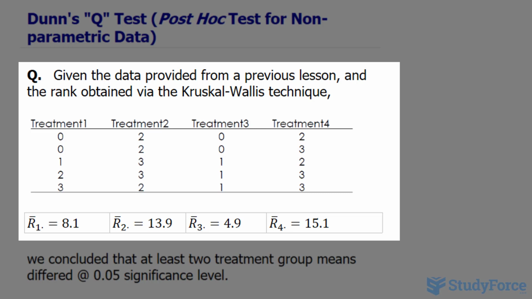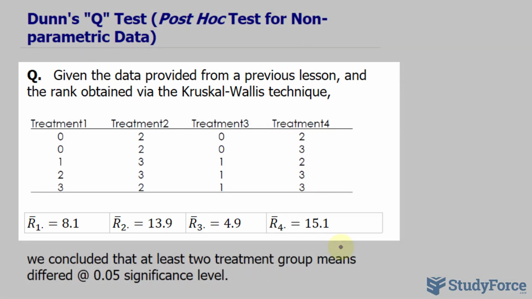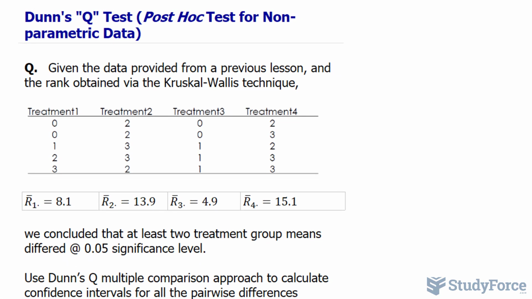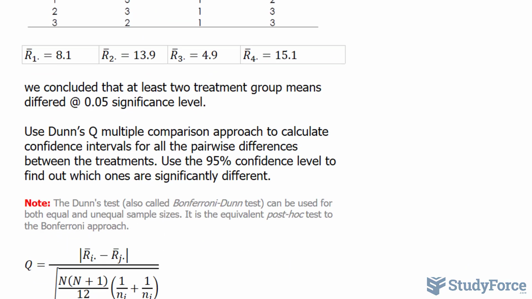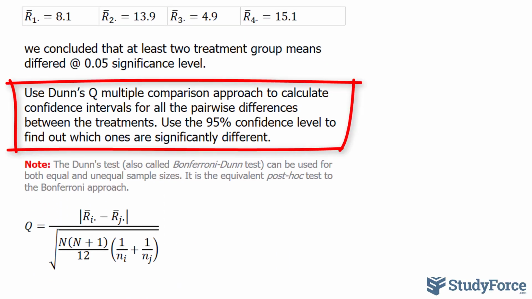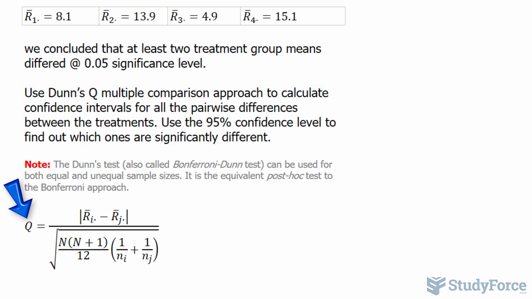The question reads, given the data provided from a previous lesson, and a link is provided on your screen, and the rank obtained via the Kruskal-Wallis technique, shown over here, we concluded that at least two treatment group means differed at 0.05 significance level. So in that previous lesson, I showed you how to find these means. I'm not going to go through it in this lesson. You can always refer back to that one. And what we're expected to do now is to use the Dunn's Q multiple comparison approach to calculate the value of Q for all the pairwise differences between the treatments.